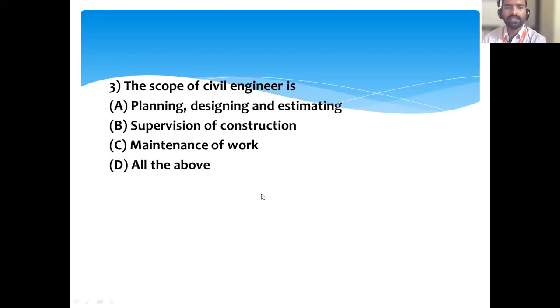The scope of civil engineering is: A, planning, designing, estimating; B, supervision of construction; C, maintenance of work; D, all. So now what I will do, I will ask anyone, you have to read and tell me the answer. Yes, roll number 13, what is the answer? All of the above. Yes, all of the above is the correct answer.